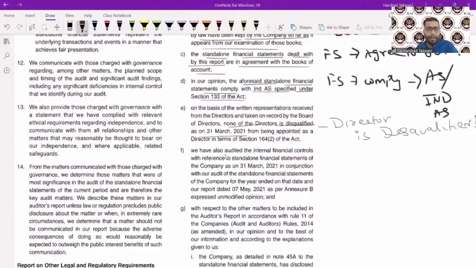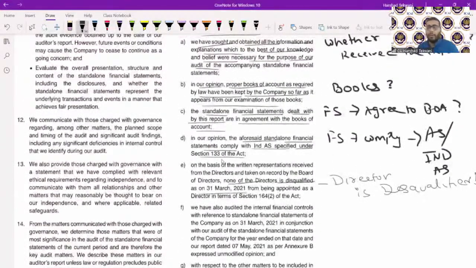Then the next point is observation or comments of the auditors on financial transactions or matters which have an adverse effect on the company. If there is any adverse comment, you are required to provide it over here. But in our current example, there are no adverse comments, that's why it's not mentioned. Then the next point talks about any qualification, reservation or adverse remark with respect to the maintenance of accounts. Again, only if there is anything will it come into the picture, otherwise not.